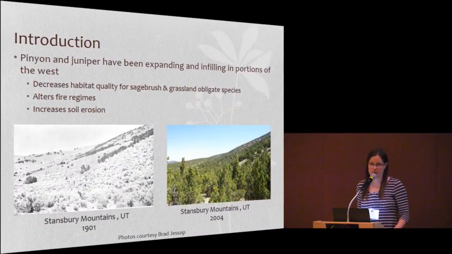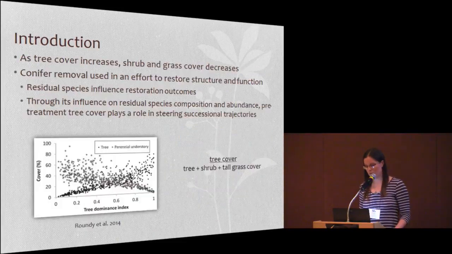So as we've heard today, pinyon and juniper have been expanding and infilling throughout the West. This leads to a decreased habitat quality for wildlife that is dependent upon sagebrush and grassland habitats. It also leads to altered fire regimes and increases in soil erosion through increases in bare ground. And as tree cover increases, shrub and grass cover decrease.